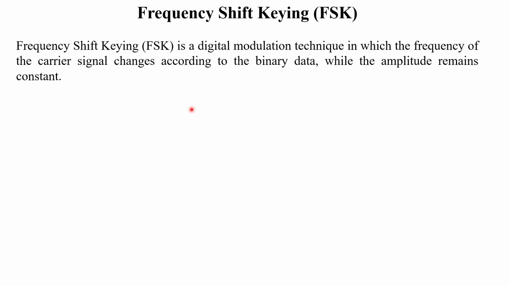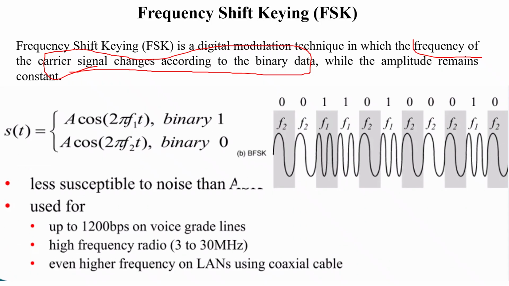Okay, so FSK, that is frequency shift keying. FSK is a digital modulation technique in which the frequency of the carrier signal changes according to the binary data, right? So what is the main point here? The main point is that the frequency of the carrier changes according to the binary data. So the frequency keeps on changing while the amplitude and the phase will be constant, right?